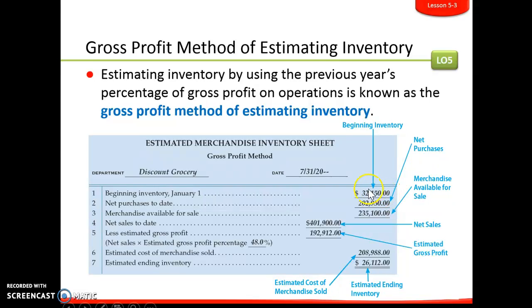And so here we're giving our beginning inventory, net purchases, then merchandise available for sale by adding those two together, net sales to date, less estimated gross profit. Notice here it shows us what they're doing. It's taking net sales times the estimated gross profit percentage of 48%. And then we have our estimated cost of merchandise sold, and then our estimated ending inventory.